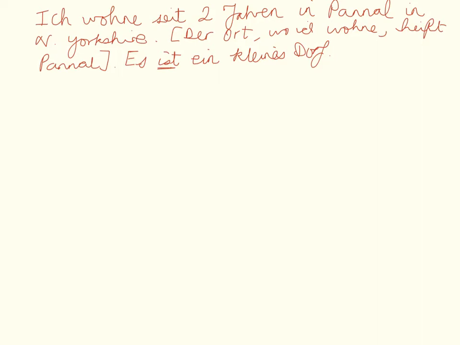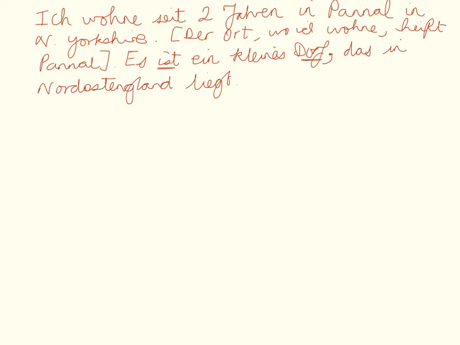So how could I link this up? Well, Dorf is neuter, so if I want to use a relative clause, which I need here because I want to say which, it's a small village which, I need to put das here. If it was a town, I'd have to put die, wouldn't I? So, es ist ein kleines Dorf, das in Nordostengland liegt. Hang on a sec, I wanted to use a reflexive verb.